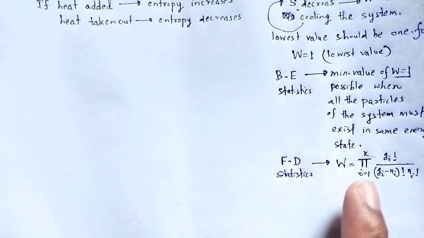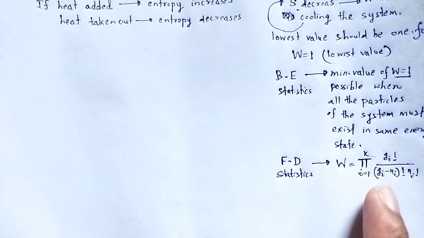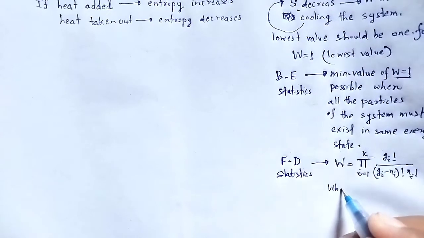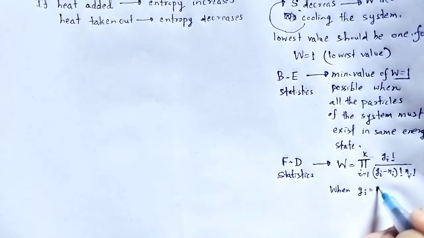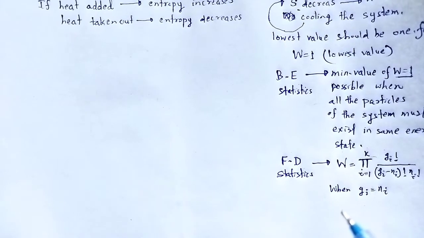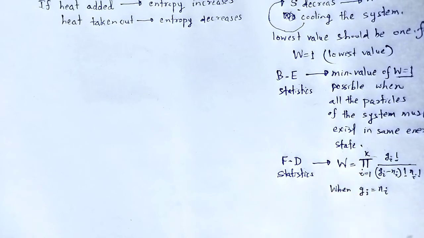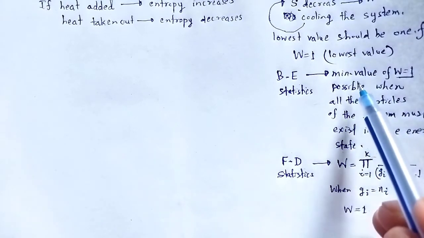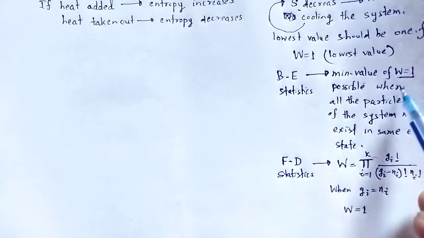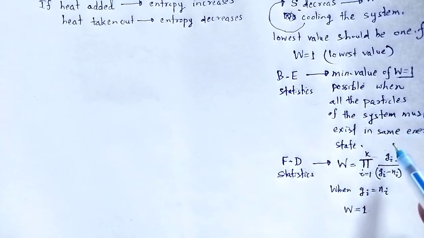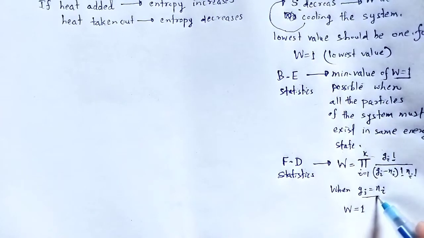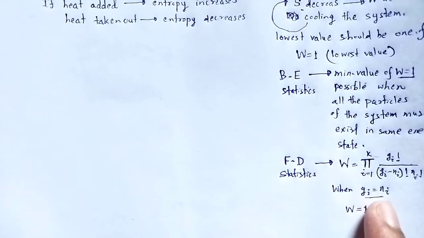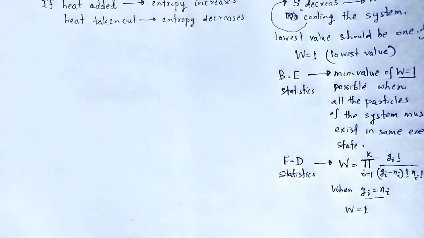But when gi is equal to ni, the thermodynamic probability will be 1, W will be 1. Here the value of W will be 1 when all the particles of the system exist in the same energy state, that is, when gi is the same as ni. Here gi is the phase space or the number of cells.